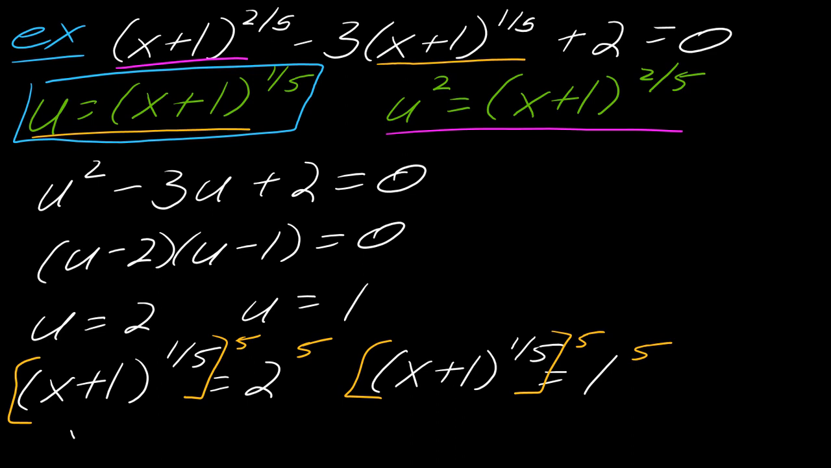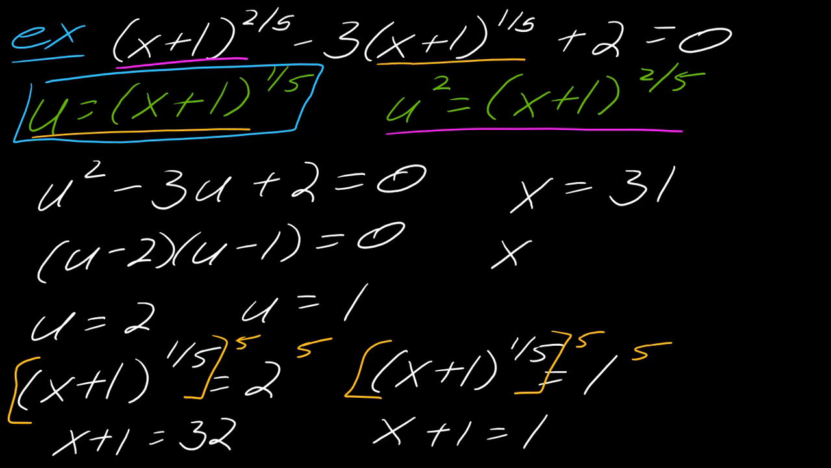So when I do that, this becomes x plus 1. So what is 2 to the 5th? So let's see, we've got 4, 8, 16, 32. Okay, 32. And then x plus 1 equals just 1. Okay, and so now if I finish solving this, if I subtract 1 from each side, I get the solutions x equals 31 or x equals 0. And so now I've actually solved it.